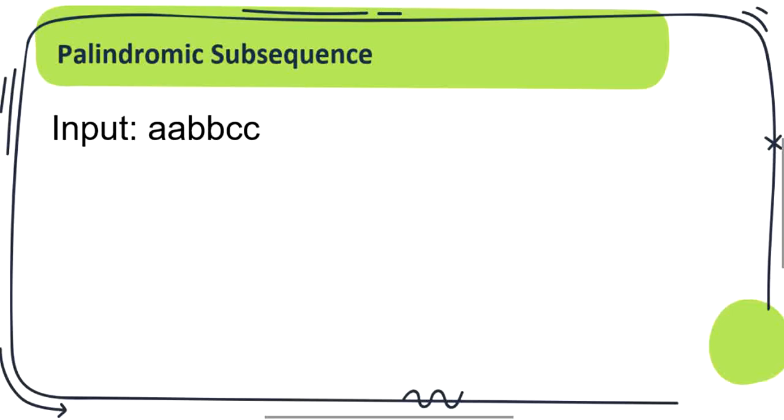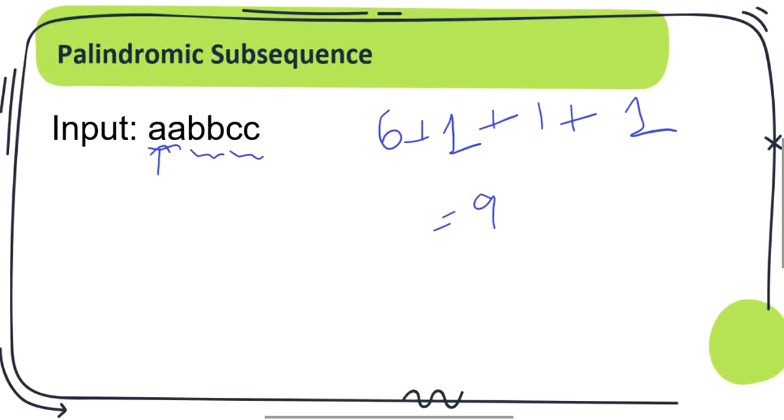Consider this is our input string. Here each character individually is considered as a palindrome. So overall the length of the string is going to be 6, so as single characters it forms 6 palindromic substrings. Other than that, AA is another palindrome, so we'll add one more, and BB is one more palindrome, and CC is one more palindrome. So overall it has 9 palindromic substrings within the given string.